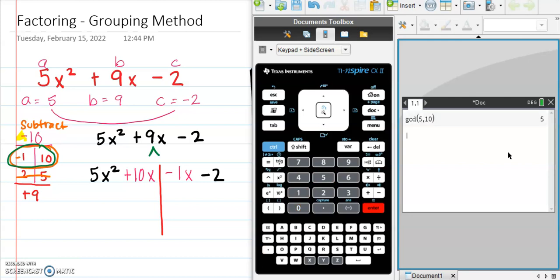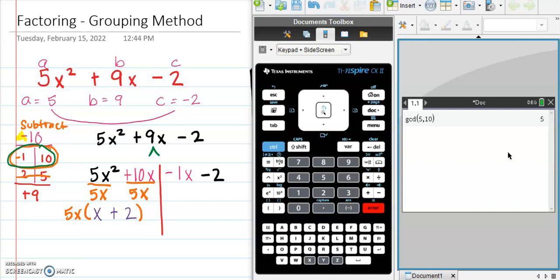So we know part of our GCF is 5. Since they both have x's, it's going to be 5x. So that's the GCF for the first set. Remember, we write that on the outside, and then parentheses, we get our division from that. So 5x squared divided by 5x is going to give us x, and then 10x divided by 5x is going to give us a +2. And then I close my parentheses.